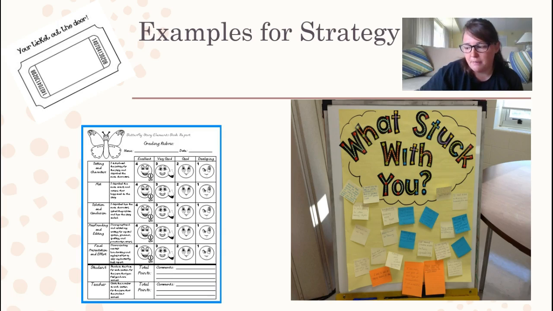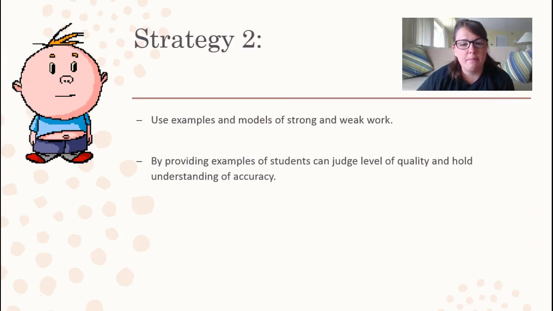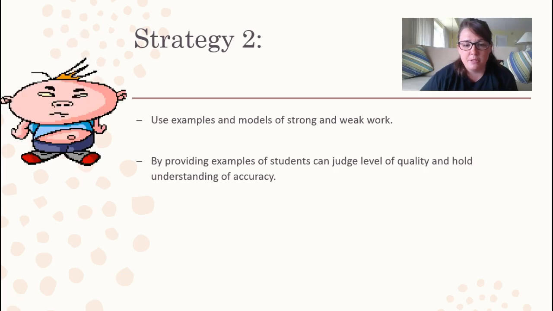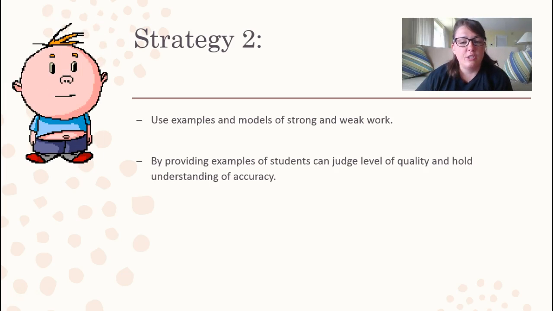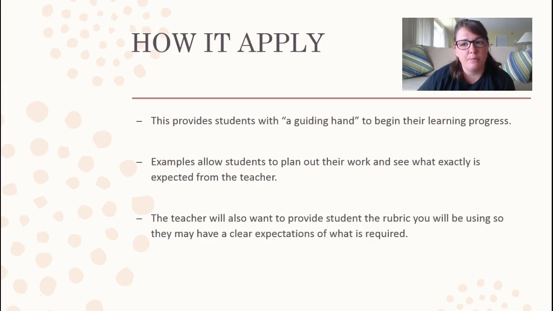Strategy number 2. Use examples and models of strong and weak work from previous students. Be sure to make it anonymous. By providing examples of students' work, other students can judge the quality and understand the accuracy in which you are looking for.